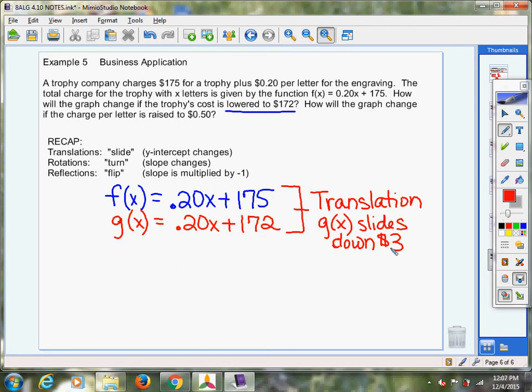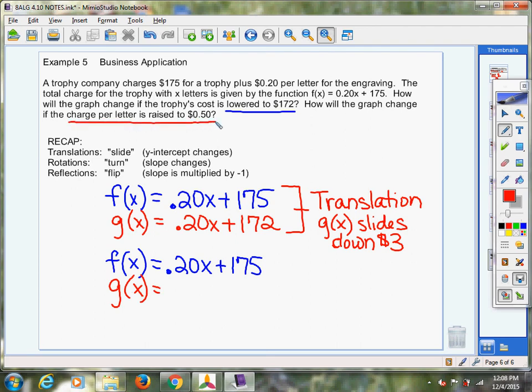Now let's go back and let me switch back to the red color or the blue color, and let's get the original equation up. f of x is equal to 0.20x plus 175. And then I'll switch back to red, and this time let's answer the second question, which is how will the graph change if the charge per letter is raised to 50 cents?